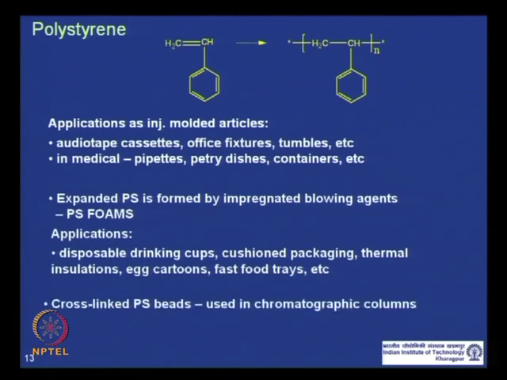And cross linked polystyrene beads, which can be formed by suspension polymerization, can be used as chromatographic materials. These polystyrene columns or styrogel columns are made from these cross linked polystyrene beads. So, polystyrenes have some high end applications in that sense. Some of the trade names by which polystyrene is sold are mentioned here: styrofoam, cellofoam, and so on. These are just a few of the trade names.